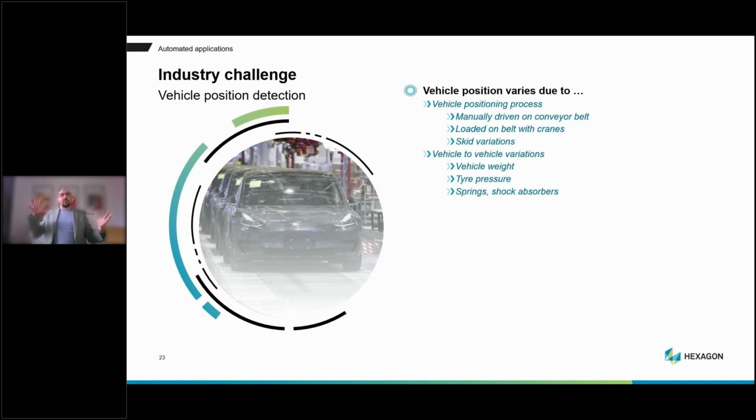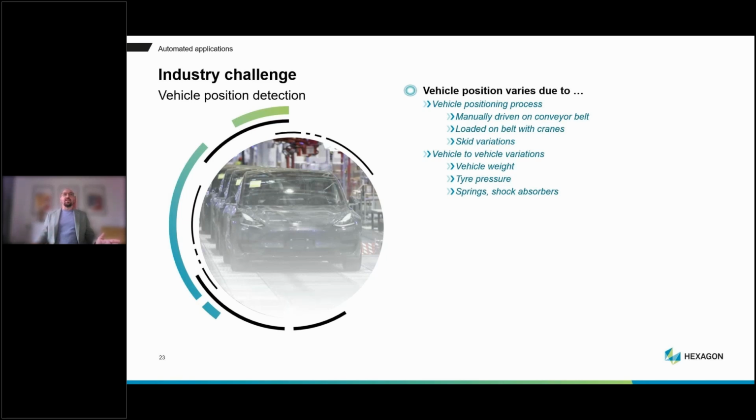The positioning process is one of those factors. Cars can be manually driven on the conveyor belt. They can be loaded with cranes. They can be loaded on a skid. They can be loaded from an autonomous vehicle of some kind. So this will have an influence on the vehicle position on the belt itself.